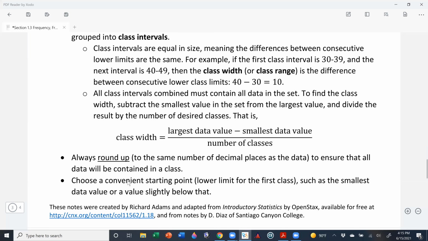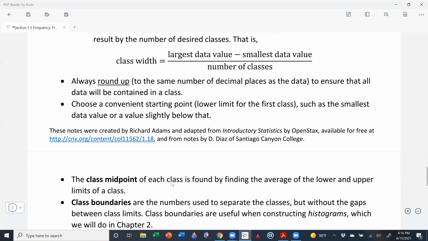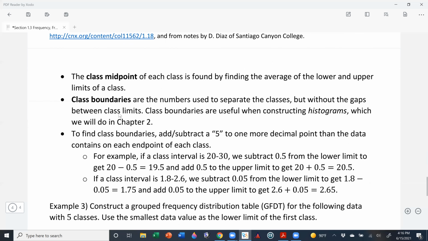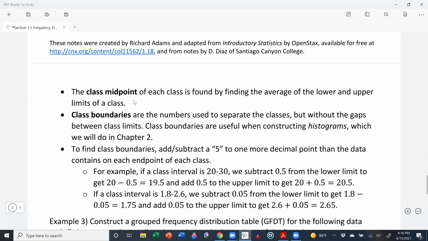Choose a convenient starting point. Again, it's up to the statistician how they want to do this, but a good idea is the smallest data value or something slightly below that. This is another one where I'll typically tell you where to start, so that your table, my table, and your partner's table all end up being the same. There's a lot of flexibility once you become a statistician and want to organize the data yourself. Once we do an example, all of this terminology will make a lot more sense as you see it.